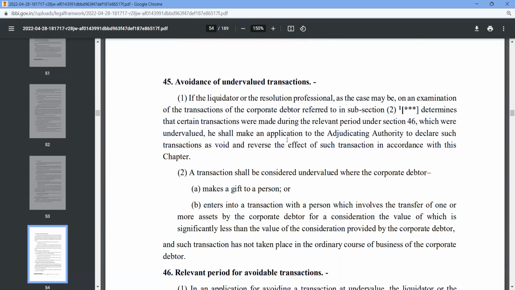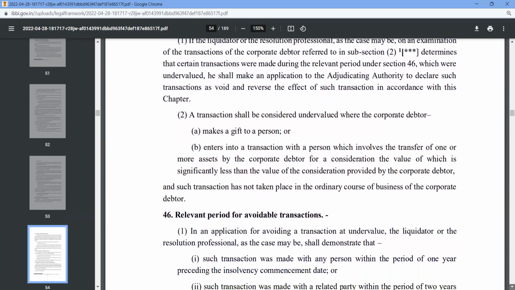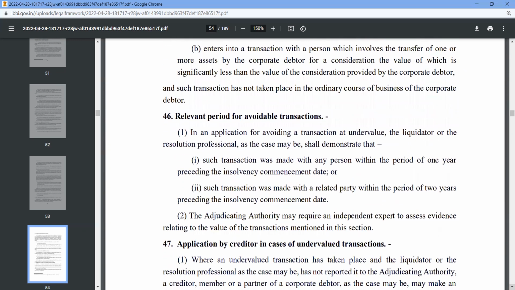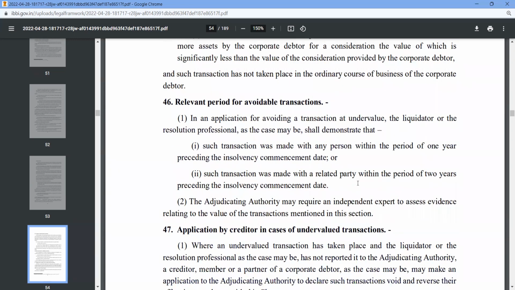And undervalued is if you make a gift to a person or enter into a transaction with a person which involves the transfer of one or more assets by the corporate debtor for a consideration the value of which is significantly less than the value of the consideration provided by the corporate debtor, and such transaction has not taken place in the ordinary course of business of the corporate debtor. Relevant period, same, 1 year, and in case of a related party, 2 years.